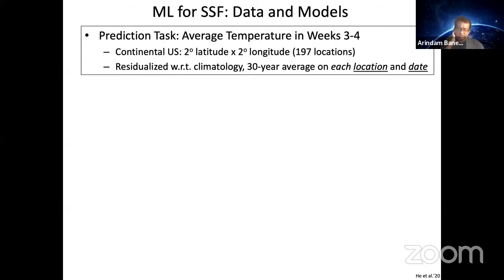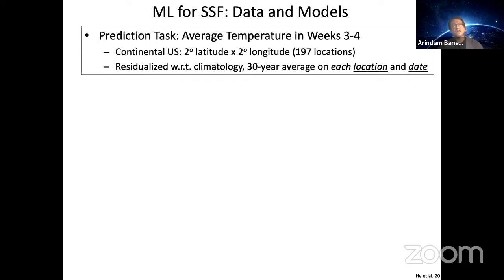So what we decided to do early on is that we defined a concrete problem. Let's say we are going to forecast the average temperature in weeks 3 and 4 out. So sitting today, we look at weeks 3 and 4 out, and forecast the average temperature. And we looked at the continental US. This is a 2-degree latitude longitude grid, close to 197 locations.